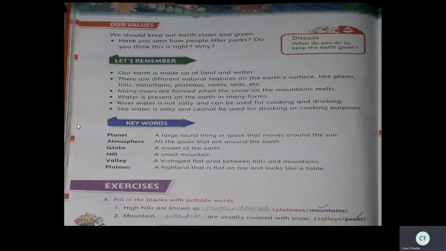The next, exercises. First one, fill in the blanks. High hills are known as dash. Plateaus, mountains. Yes, your answer is mountains. High hills are known as mountains. The next, mountain dash are usually covered with snow. Options: valleys, peaks. The answer is peaks. Mountain peaks are usually covered with snow.